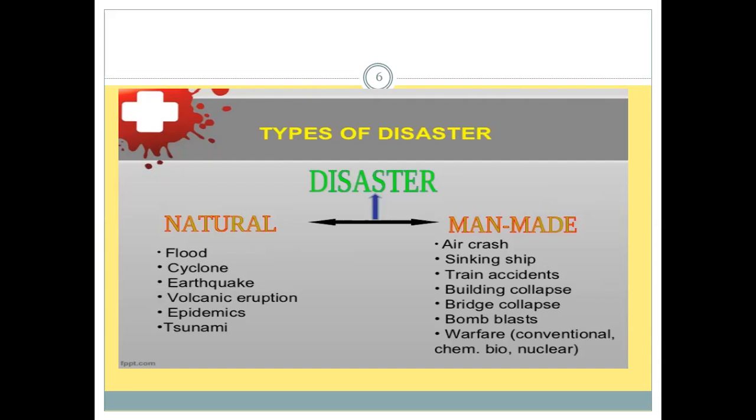As man-made disasters, for example, air crash, which is unfortunate, but sometimes it cannot be controlled. Sinking ships, that can be some kind of a mishap or disaster or an inconvenience. Train accidents, building collapses, bridge collapses, bomb blast, and warfare. These are the man-made disasters that occur mostly in our region, in our country.